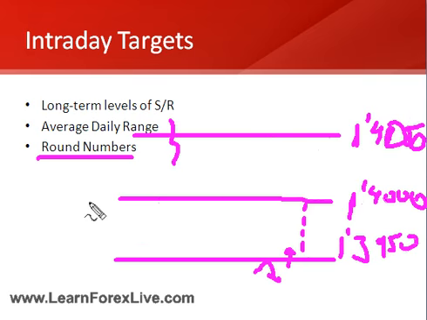Round numbers do work as decision-taking points from an intraday point of view, and once you actually hit the next one, you can either see another bounce or a breakout. And if you do see a breakout, price tends to gravitate towards the next round number just above.